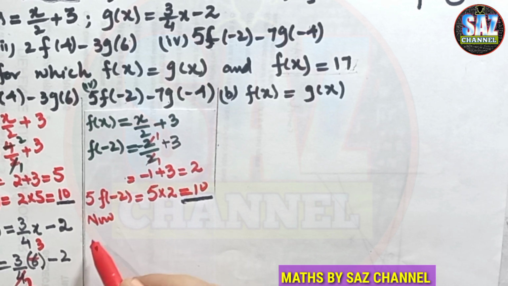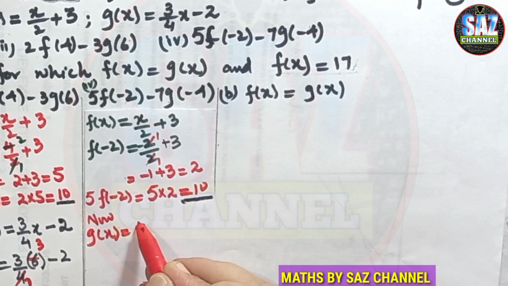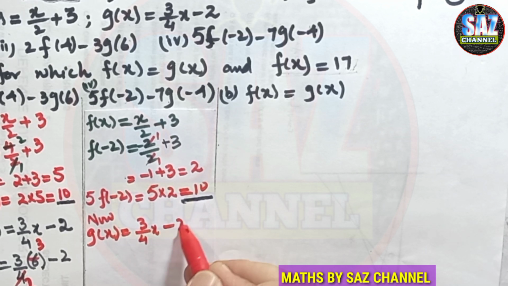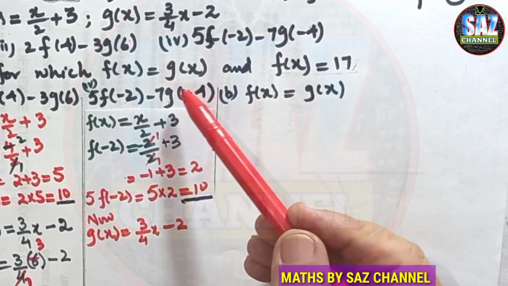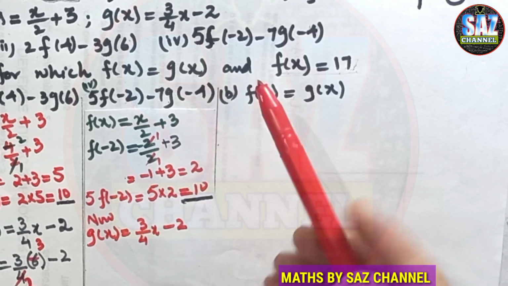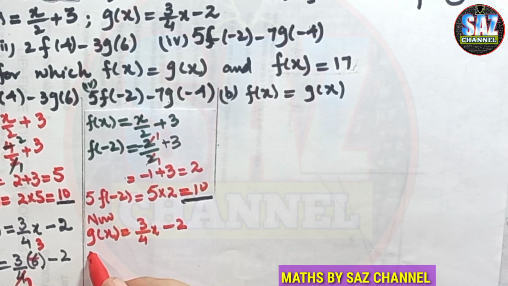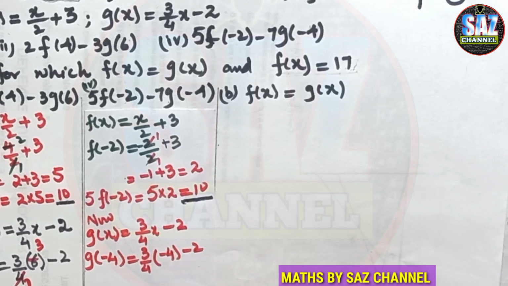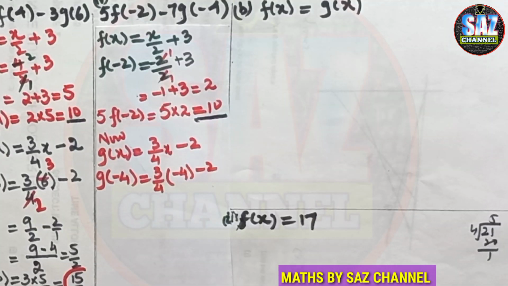Now g of x equals 3/4 x minus 2. This is the function, and I have to find its value at x equals minus 4. So instead of the variable, replace it with minus 4: 3/4 times minus 4, minus 2. Now this 4 can cancel with 4.